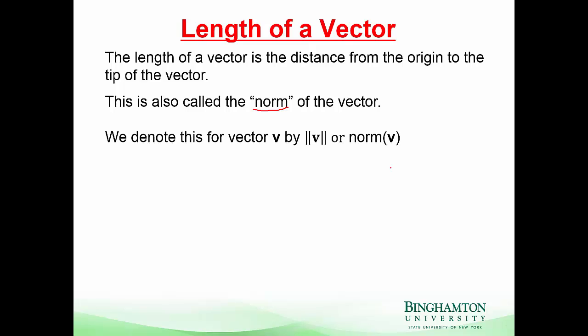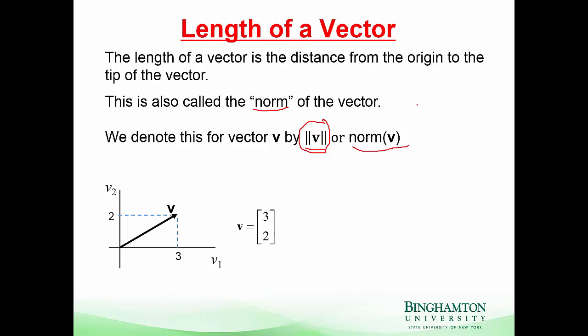And how we denote the norm of a vector is usually with these double bars on each side. But sometimes we write it out, norm of v, but I prefer this. It's a little easier to write out.